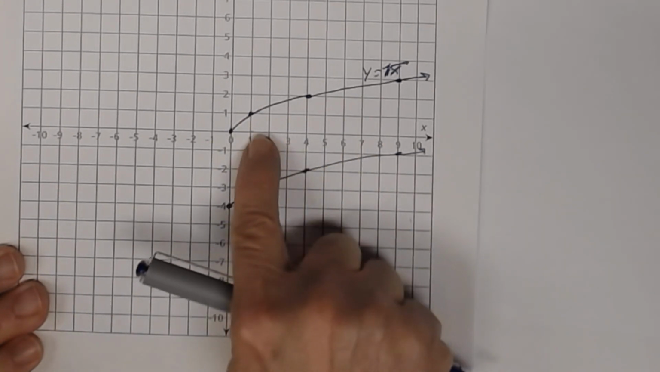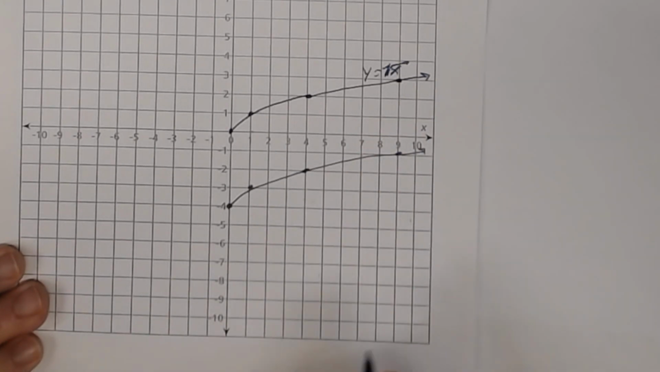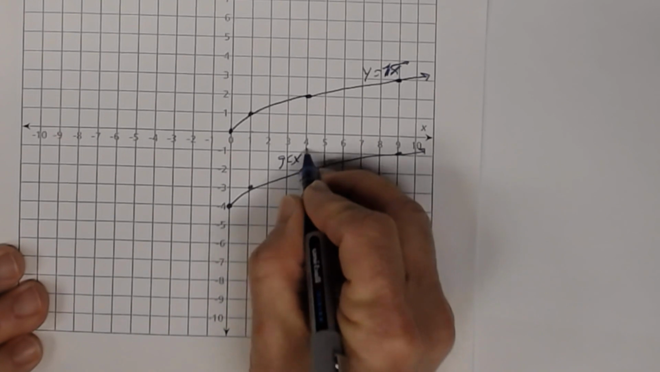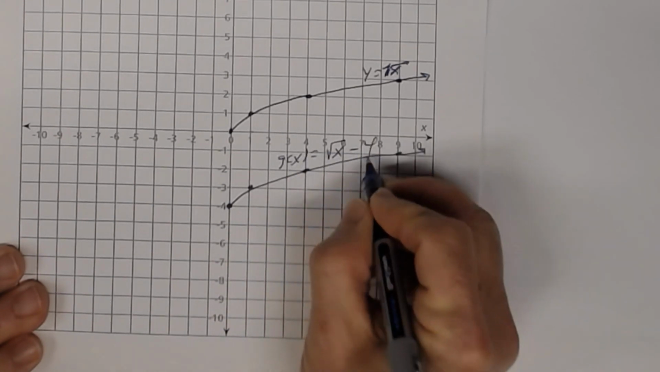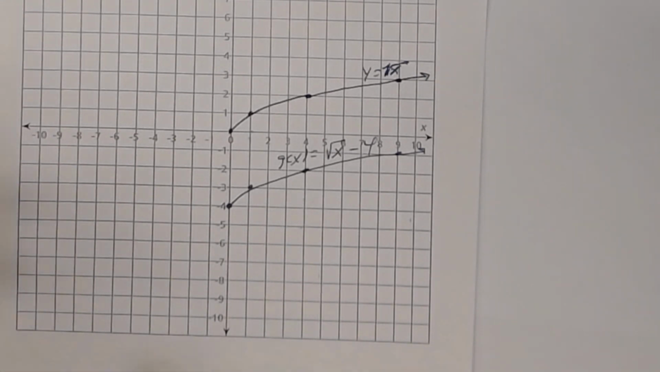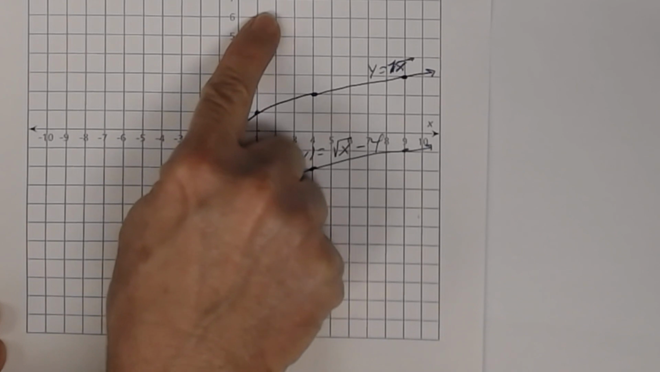All right, so here is a parent function, and then you're going to say right here, this is going to be g of x, which equals the square root of x minus 4. And that's all that is. So that's all vertical translation is. You're going to take the parent function, you're going to move it up or down.